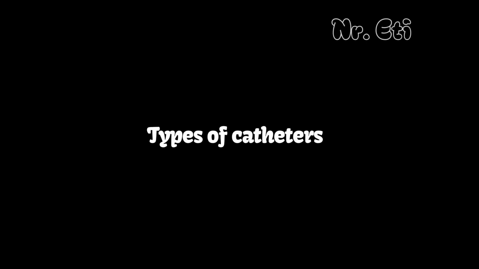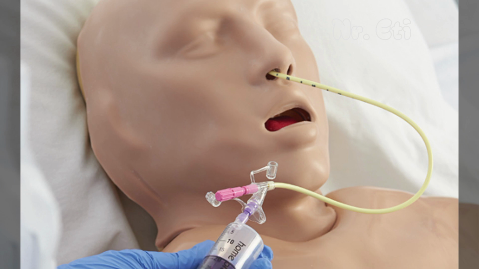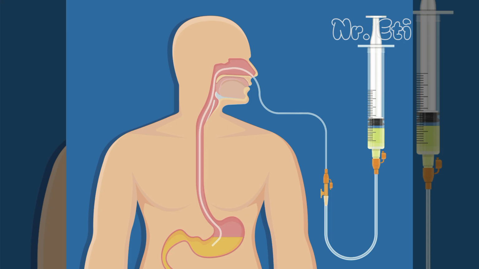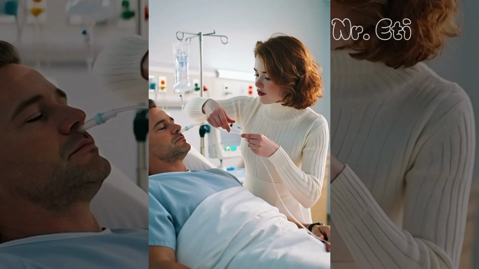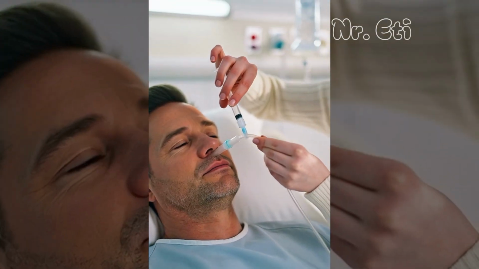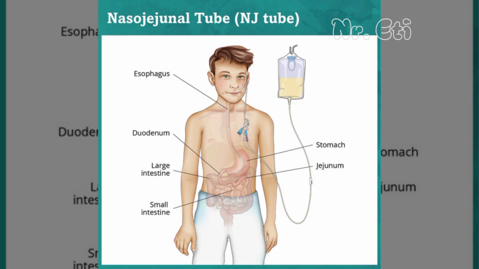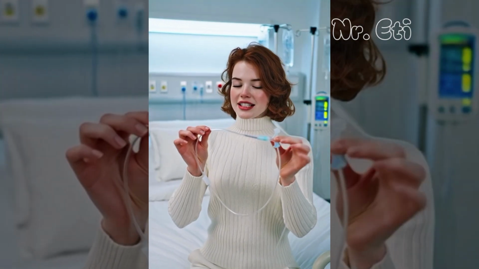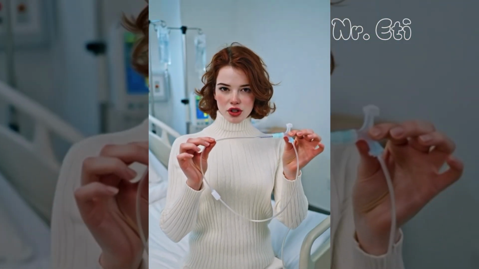Types of catheters. 1. Nasogastric tube. This is a tube inserted through the nose, passing through the esophagus to the stomach. It is used for administering food, medications, or decompressing stomach contents. 2. Nasojejunal tube, similar to the nasogastric tube but extends to the jejunum, the middle part of the small intestine. It is useful for patients who cannot properly absorb nutrients in the stomach.